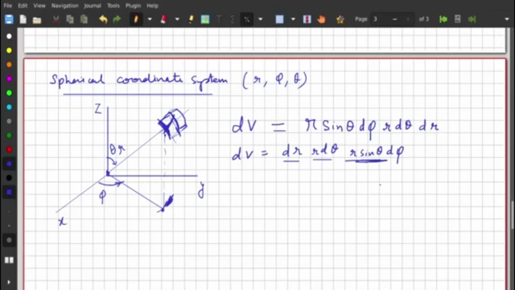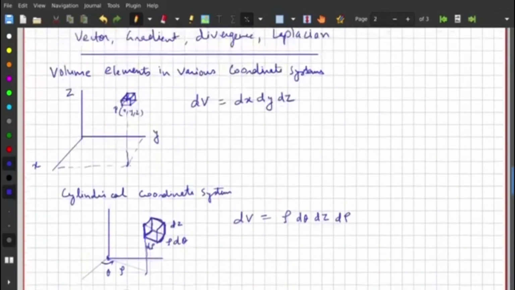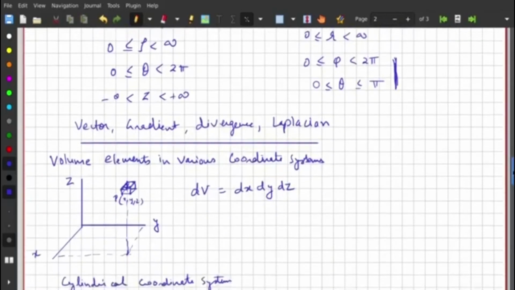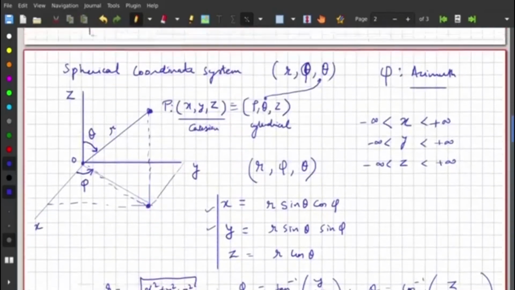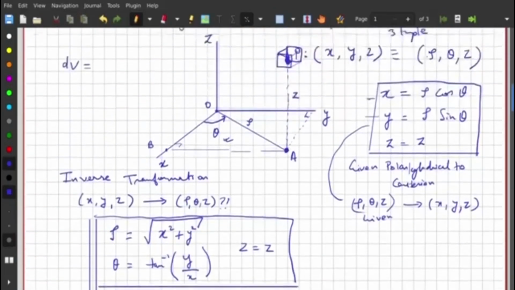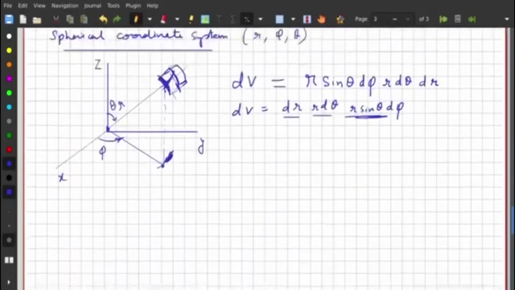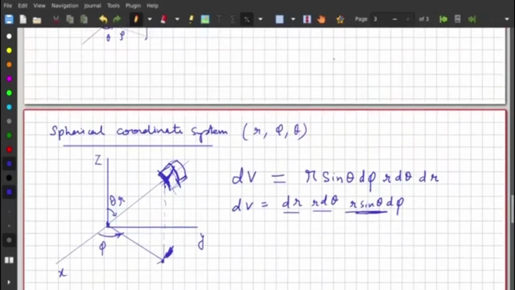Okay. So now we will go into figuring out exactly how to write the various vector components, like the gradient, divergence, and Laplacian of any general arbitrary vector field in these various coordinate systems. That we will do in the next segment. So that's for this segment.